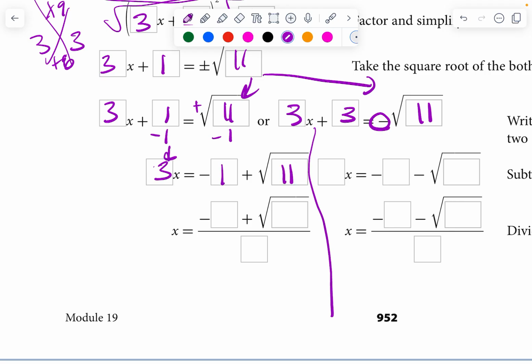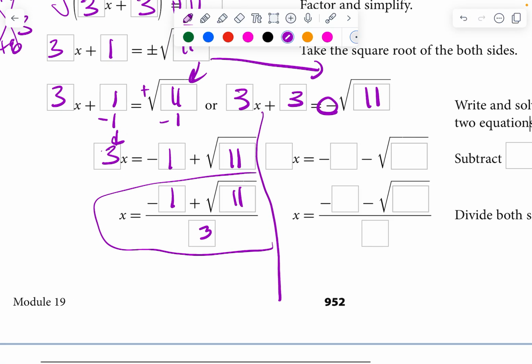Then I have to divide both sides by 3. So I get this big, long, crazy answer: -1 plus square root of 11 over 3. Then I have to split this piece.